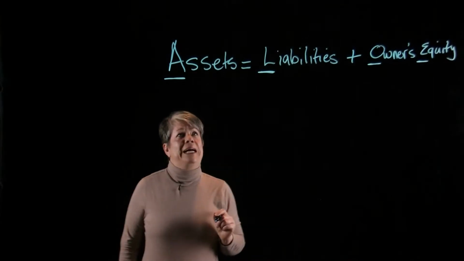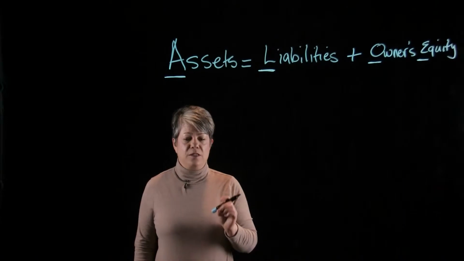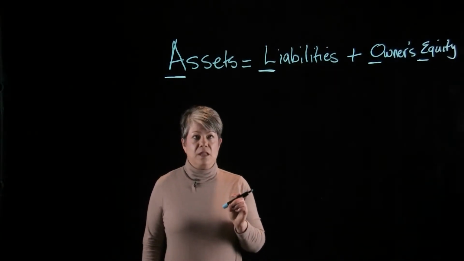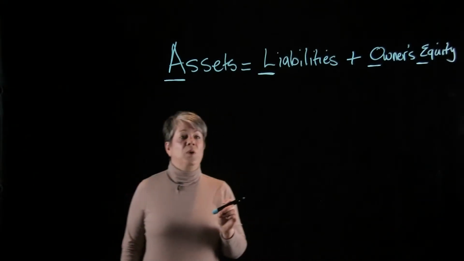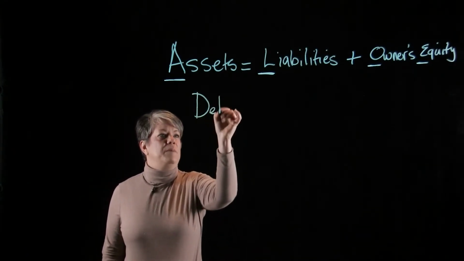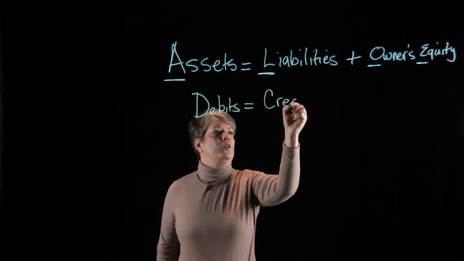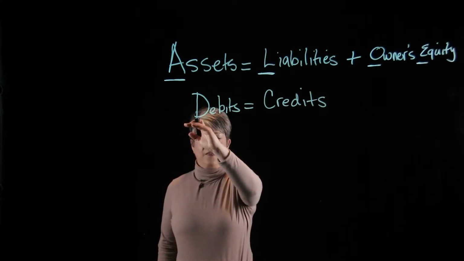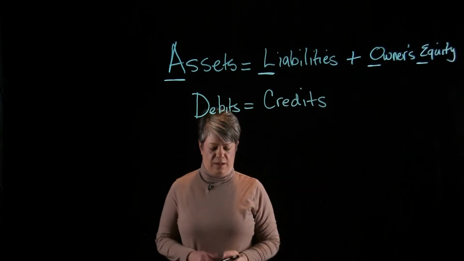Okay, moving on. Now in Chapter 2, we introduced some new terms called debit and credit. The word debit simply means left. The word credit means right. With the principle of duality, we have the total of all debits equal the total of all credits. Notice that debits are on the left side of the equal sign and credits are on the right side of the equal sign.